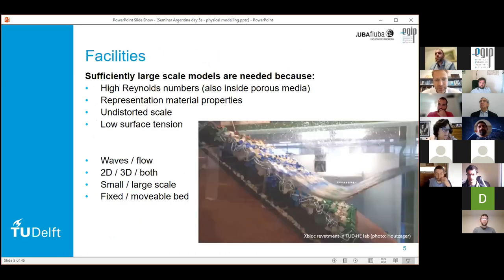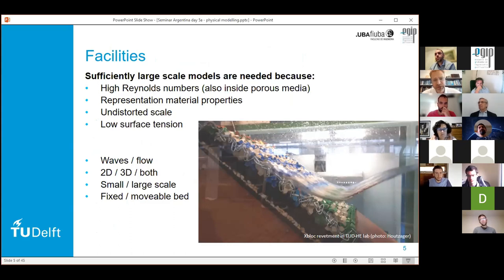So, typically we want to study everything at small scale because it's just way cheaper and easier to observe. But things must not be too small because we want to have high Reynolds numbers. Sometimes we want to have a good representation of material properties. We want to have undistorted scale. So we cannot have a length scale and a width scale that is different. It's only a very, very few cases that we do that anymore.